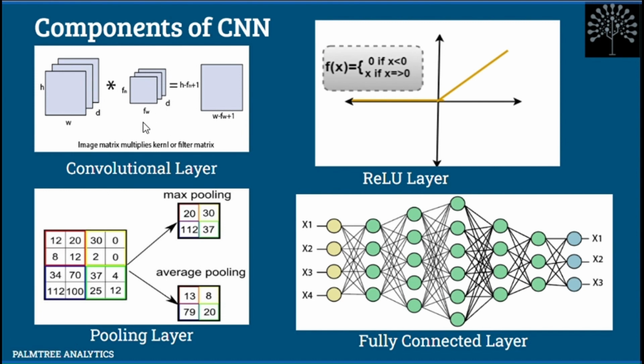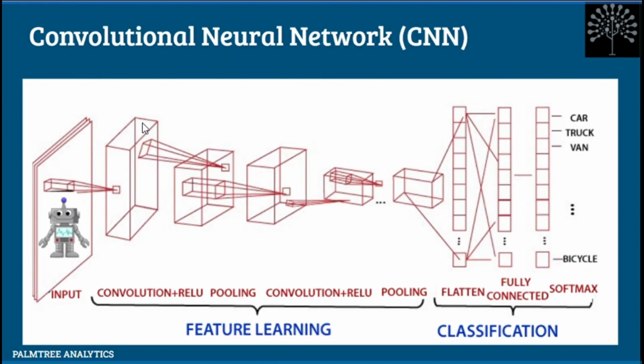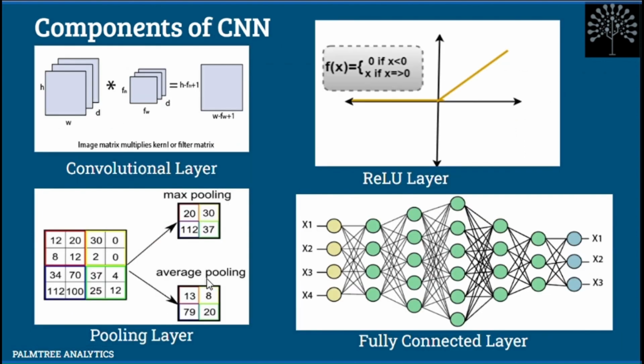Here, what we have is the combination of convolutional plus ReLU, then pooling. This is the feature learning; it will understand what the features of that image are. Once we get that, we apply the ReLU, like we got here. ReLU is a rectified linear unit, another layer.